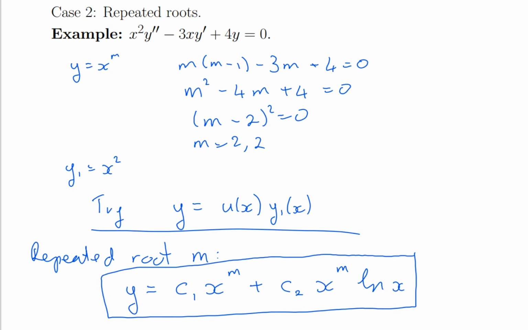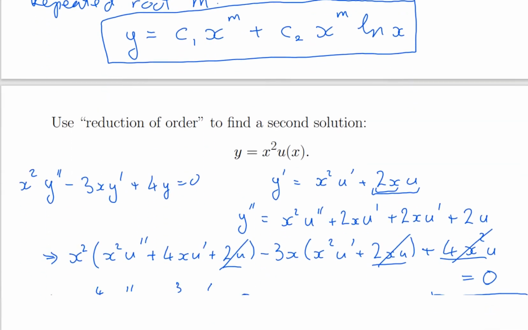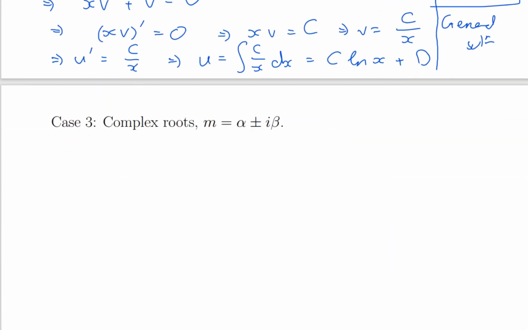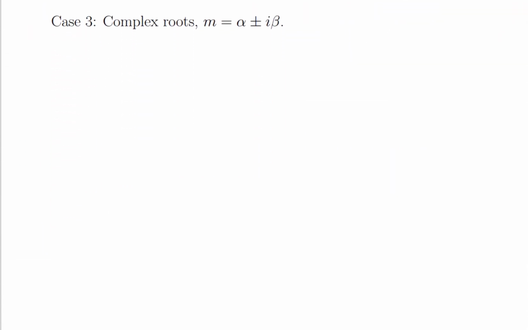So just as in the constant coefficient case, the repeated root case is special. Okay, so you can guess what's coming next. It's the complex roots case. Now I get that y is going to be x to the m, that is x to the alpha plus or minus i beta.